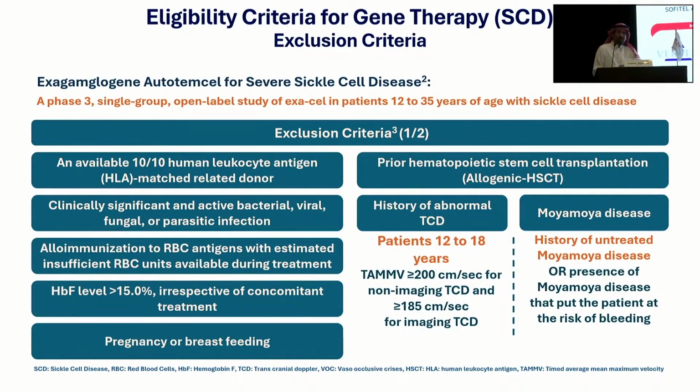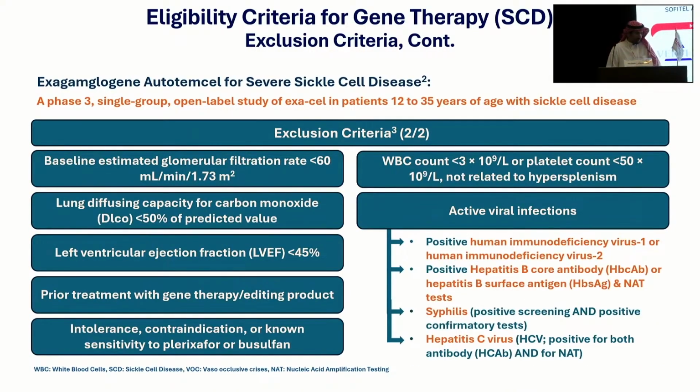And of course, the main idea of gene editing is to increase hemoglobin F. So if you have a patient with high hemoglobin F, this type of patient was excluded. And as mentioned earlier, any abnormal transcranial Doppler or untreated Moya disease usually were excluded from this trial. Other exclusion criteria, as in any clinical trial: if the patient is not fit for receiving conditioning therapy, they will be excluded.